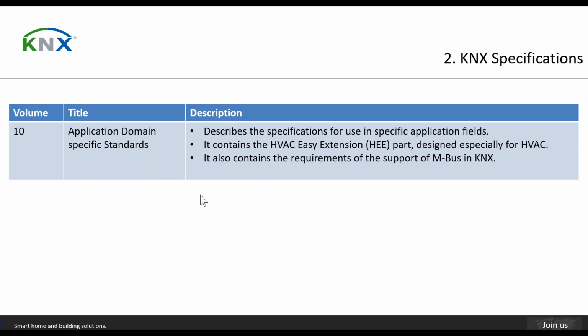And lastly, volume 10, application domain and specific standards. This is a very specific volume that contains, for instance, information about the requirements to support MBUS in KNX. MBUS is a specific standard about metering. So very specific, only if you require any of these descriptions, you will end up navigating the volume 10.